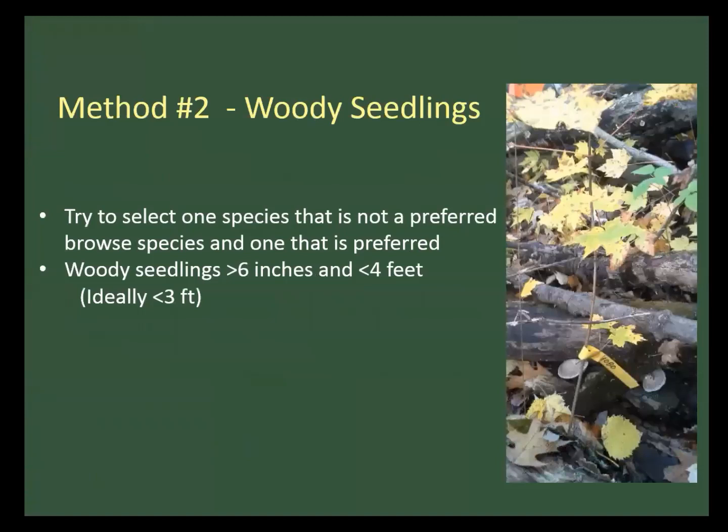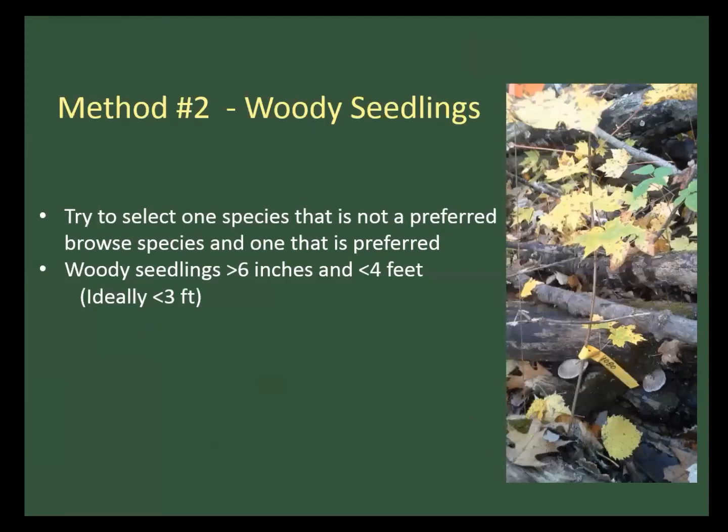The second method is using woody seedlings, and it can be shrubs or tree seedlings. And we ask that, if possible, participants try to select one species that is not a preferred browse species and one that is a preferred browse species. So, for example, if you had the opportunity to measure and monitor sugar maple and then maybe American beech. Sometimes you won't have that opportunity. Sometimes all you have is something that's not preferred. You only have beech remaining on the property, and that's fine. But if you can do both, it gives you a different picture.